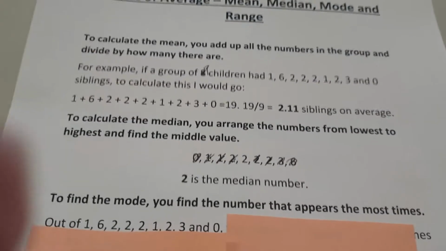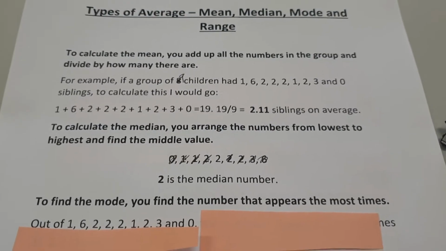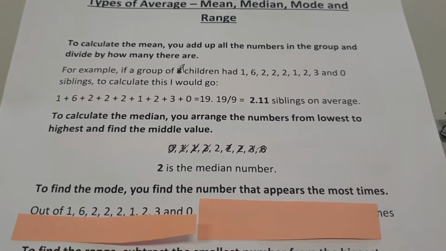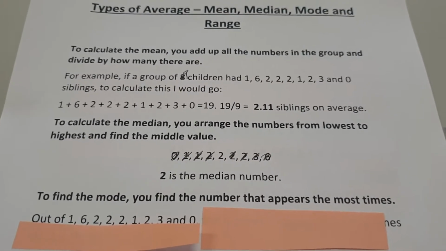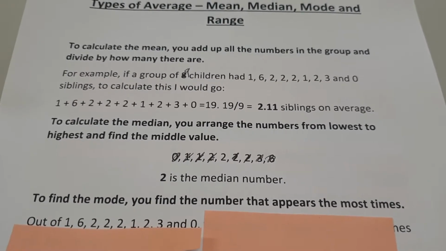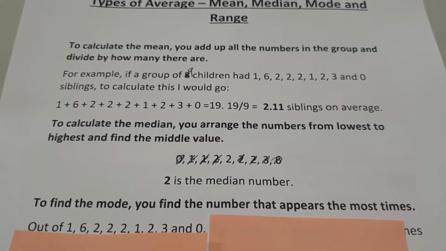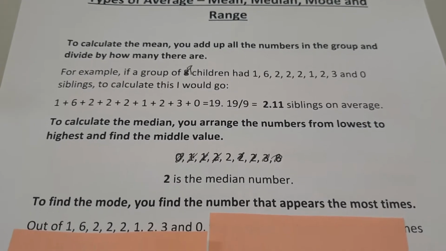number. Just really important when you're doing median, you must arrange the numbers from lowest to highest order first, or highest to lowest actually, it doesn't matter, but you must arrange them in order before you try and find it out. So yeah, that way 2 is the median number.